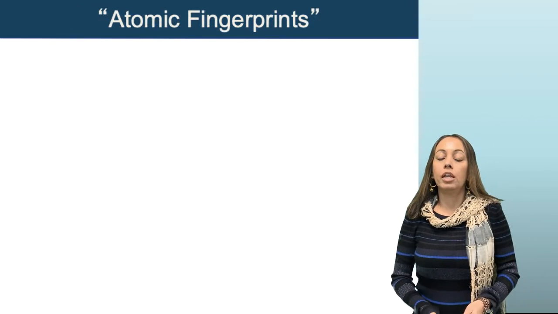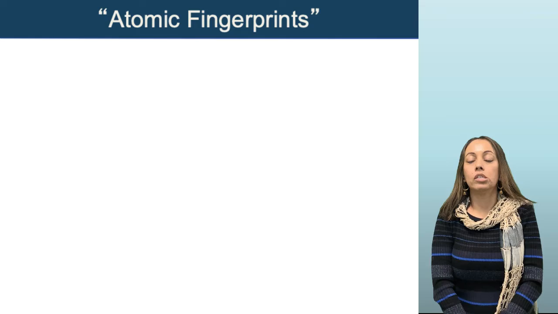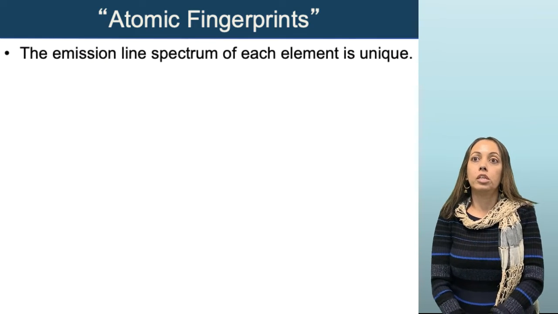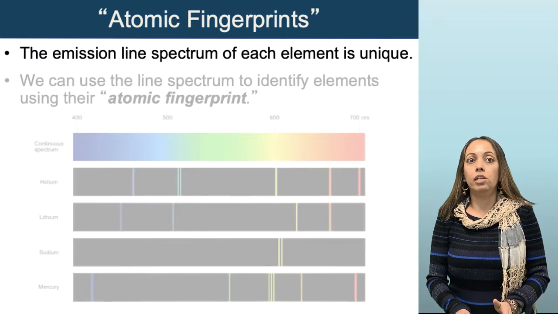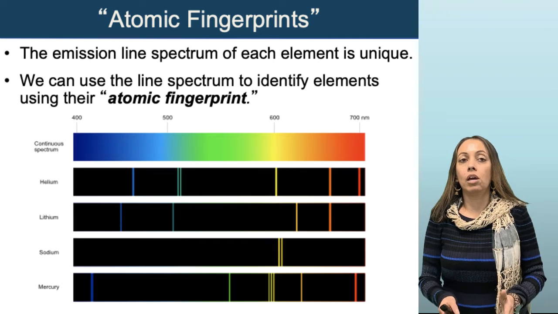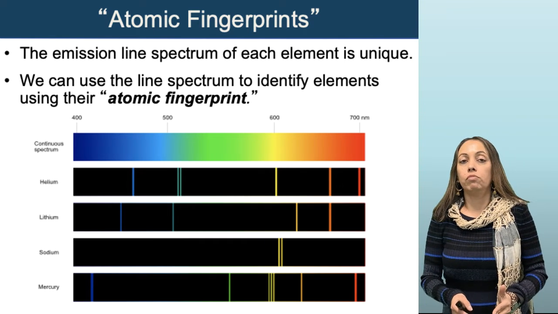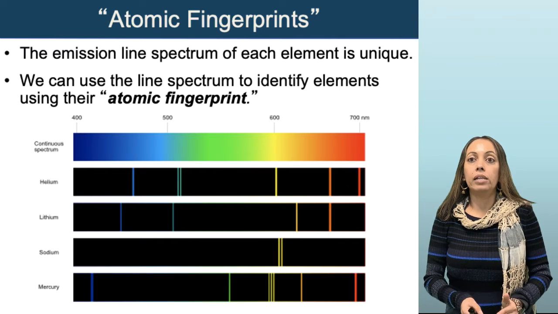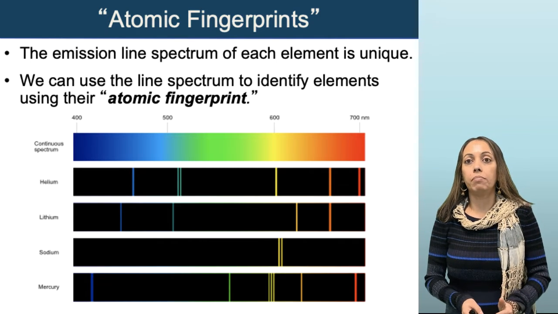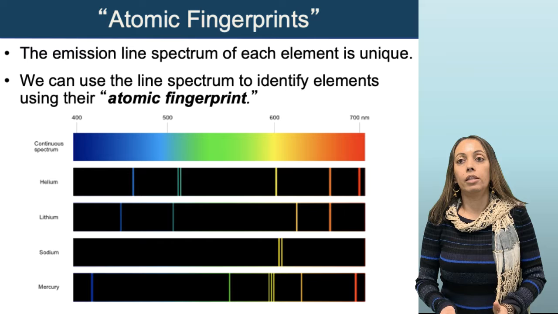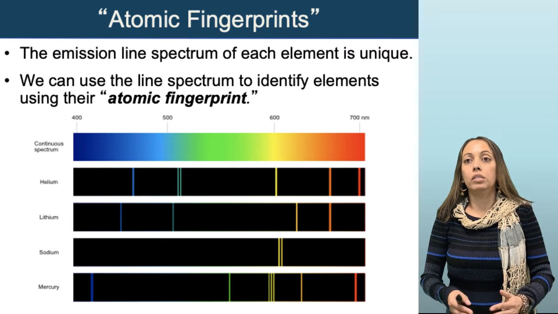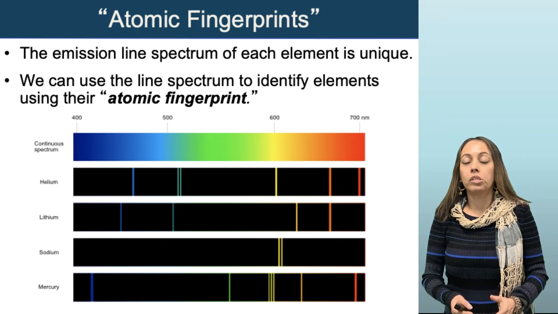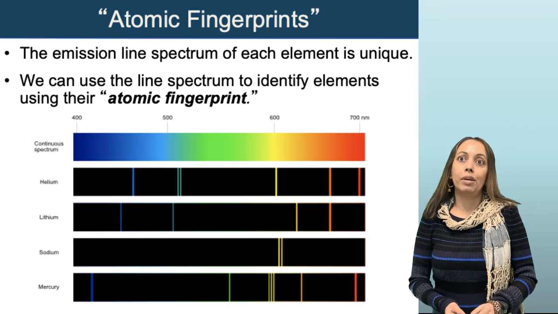What's interesting and a practical application of this is atomic fingerprint. You can see the spectrum for different elements. Mercury has these lines, and sodium's spectrum looks very different from mercury. So the idea is no two elements will have the same kind of electron emissions, and therefore they would not give you the same range of colors. And so this is known as an atomic fingerprint.